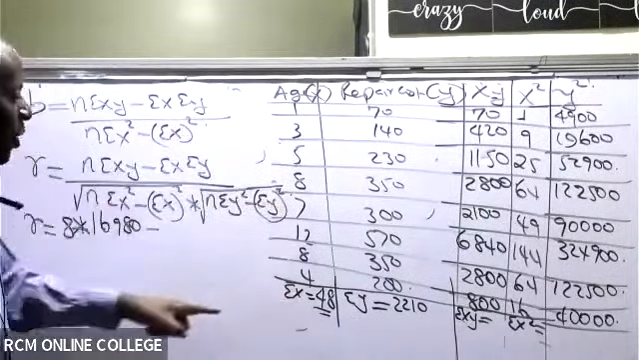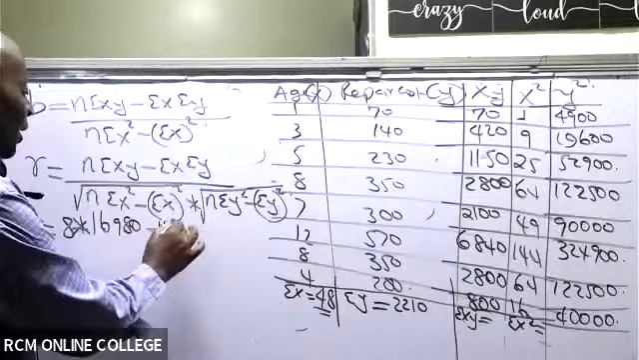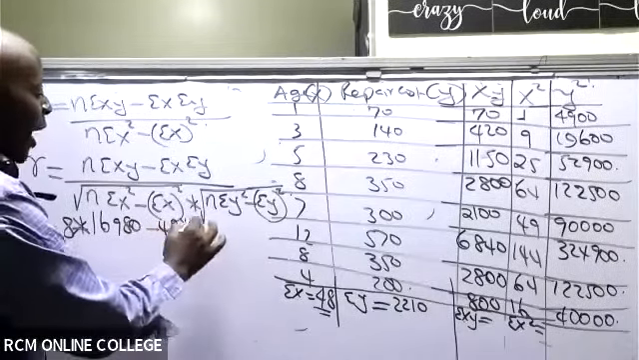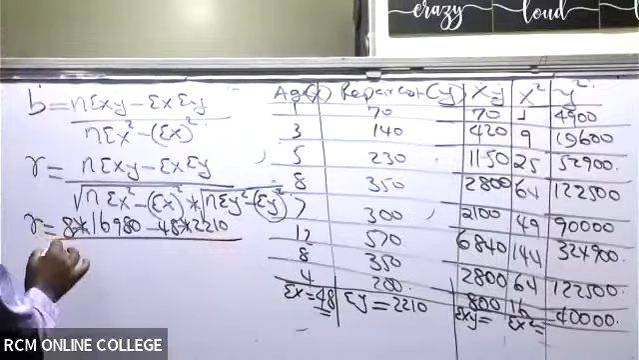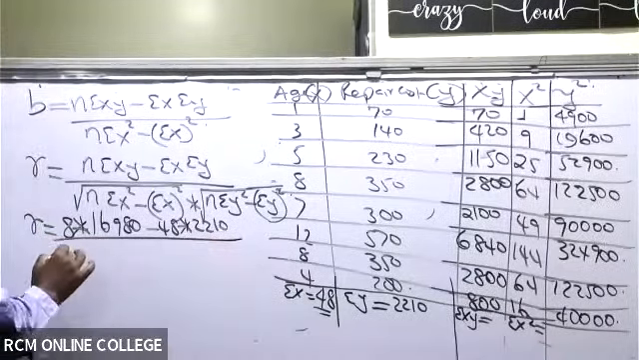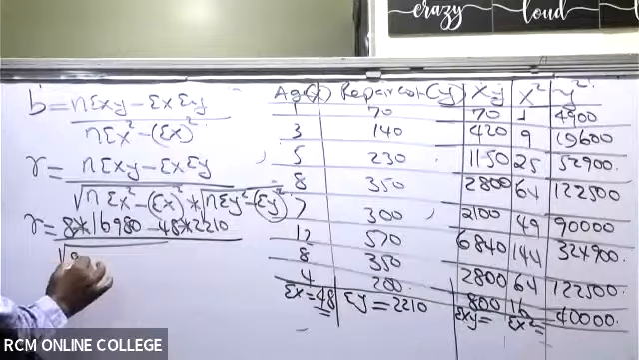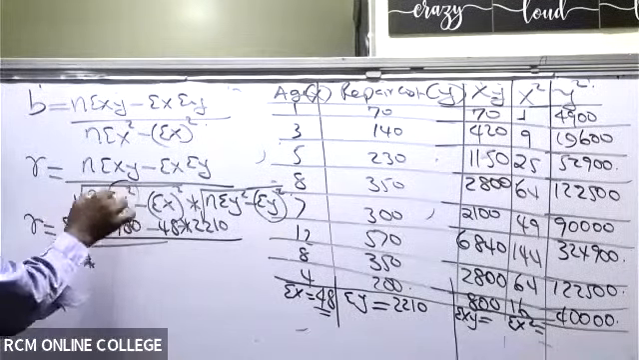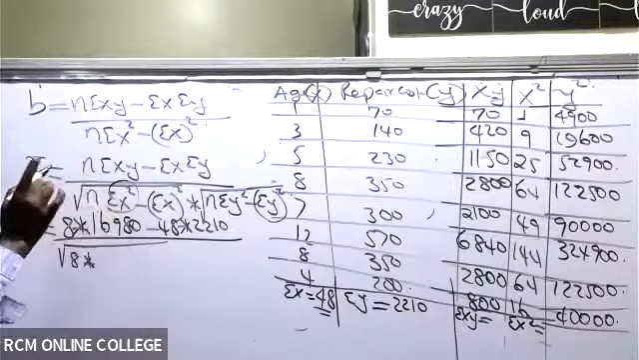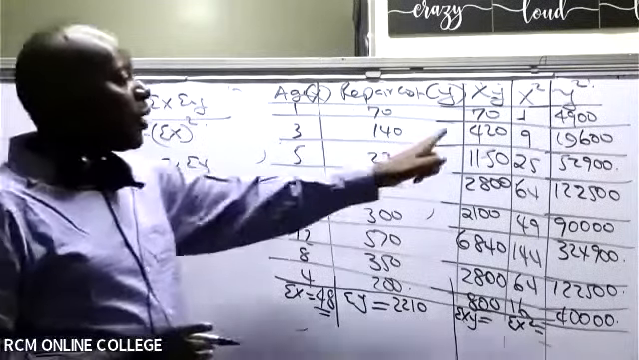Summation of x I have here, it is 48, times summation of y, which I as well have as 2210, all over. We come to the denominator here. So denominator here, we start with the square root of n, which is 8, times summation of x squared. Summation of x squared, we also gotten this one here.